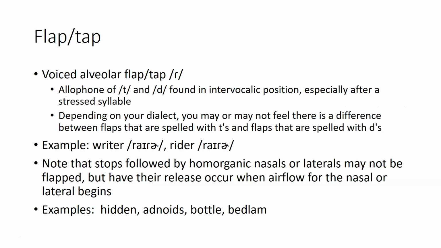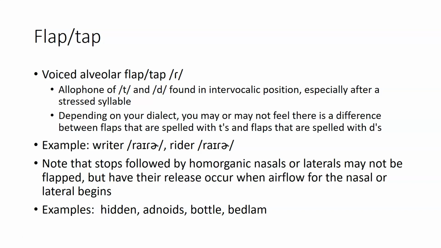The flap or tap, in the case of English, is alveolar. It is an allophone of T and D that's found in intervocalic position, especially after a stressed syllable. Depending on dialect, there may be a difference between flaps that come from words spelled with T and flaps that come from words that are spelled with Ds. I believe in my dialect there is no noticeable difference, so I have two words, writer and rider, one spelled with a T and one spelled with a D, that seem the same to me.